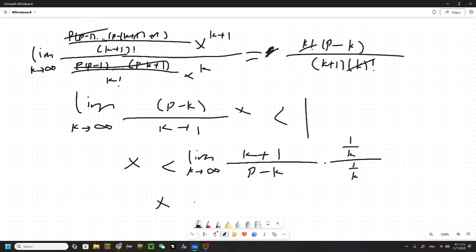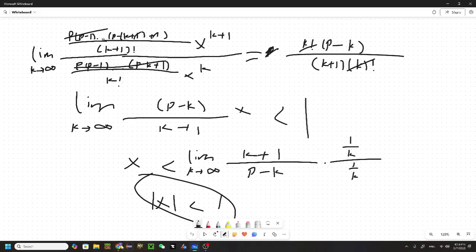So if we apply the limit, this will be 1 over 1, because k over k is 1, and p over k goes to 0, but minus k over k will be negative 1. And then since it's absolute value, that doesn't matter. So we will have once again absolute value of x less than 1. We know there's a negative here, but since it's absolute value, this really won't matter that much.